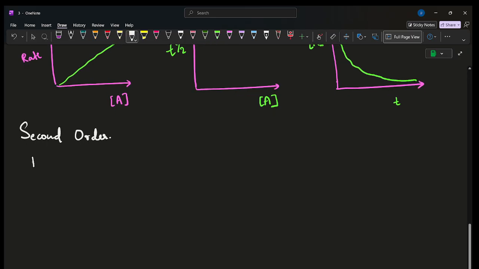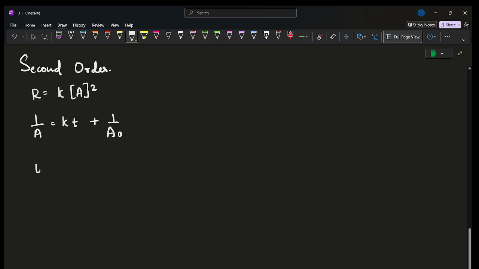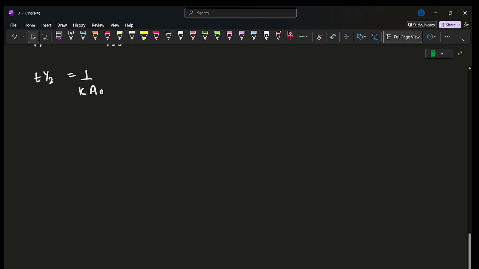initially a simple situation is this. You already have one formula. Now another formula, after you do all the integration and stuff like that, you're going to get 1 by A is equal to Kt plus 1 by A naught. Cool? And you're going to get t half to be 1 by K A naught, okay? Everything is a little bit weird here, definitely, but they're just a few formulas and a few diagrams, so I don't think it's going to be rocket science, okay? Let's just be chill about it.